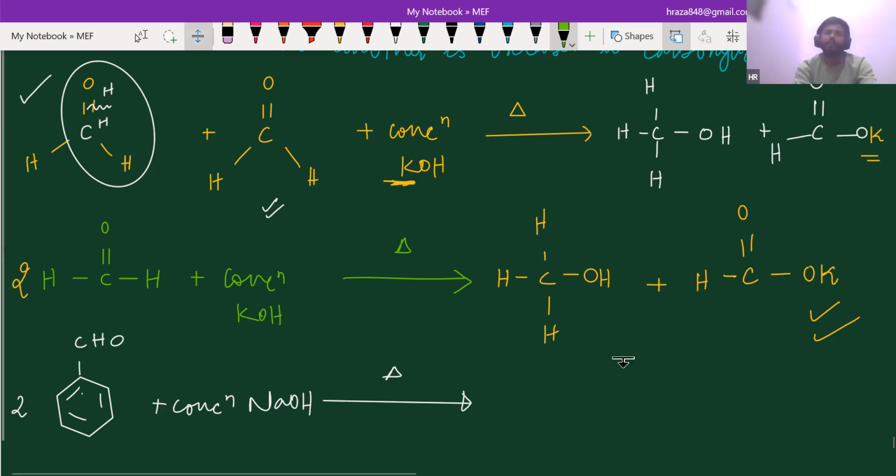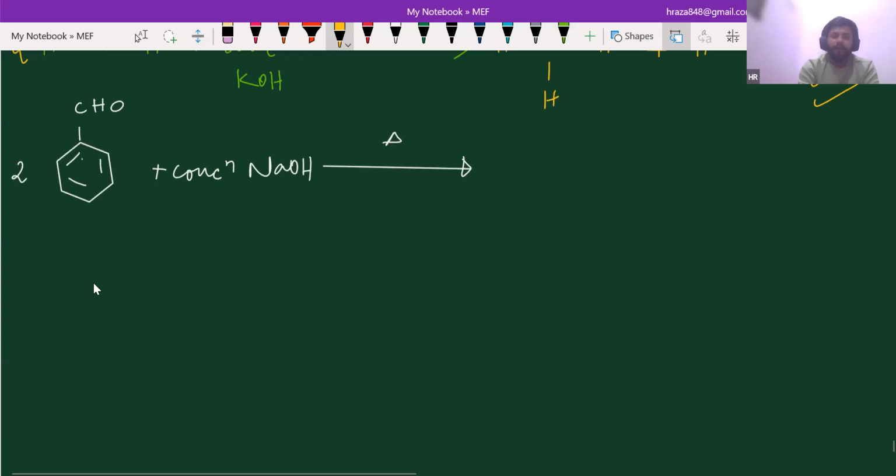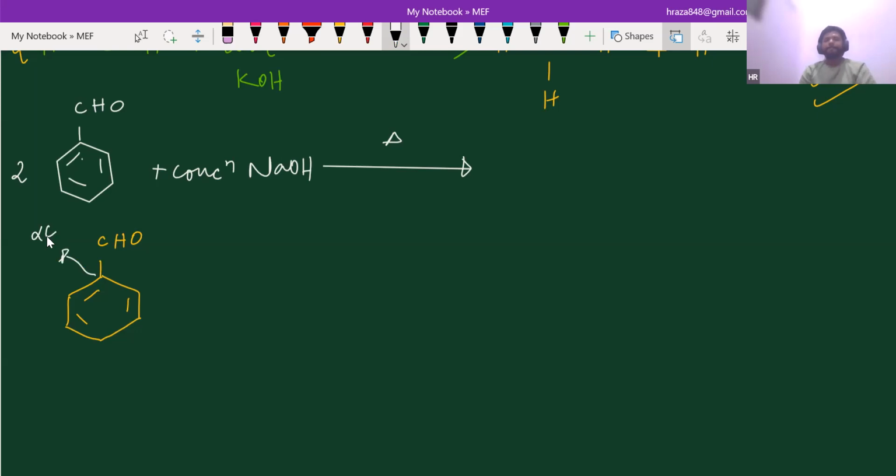Okay, no problem. First, you are going to look for alpha carbon, alpha hydrogen. So you can see the first mole, I'm going to take it like this. So this is alpha carbon, yes or no? Because this is the main functional group. So this is the alpha carbon, yes or no? Please tell me.